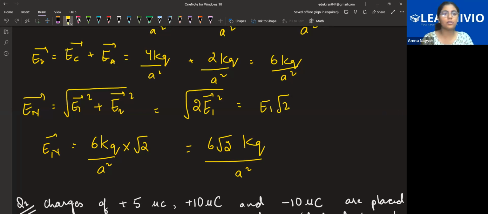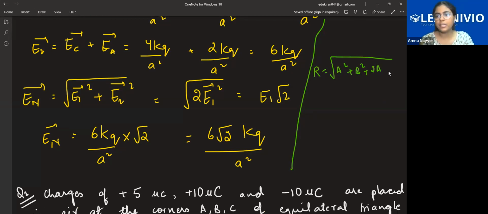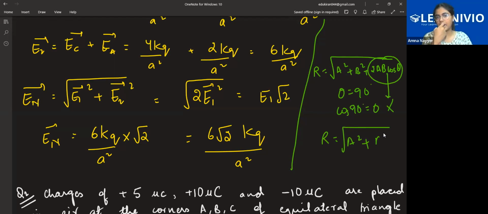See, how do we solve perpendicular vectors? Why have we just used this? The reason is that the resultant is under root a square plus b square plus 2ab cos theta. If theta is 90 degrees, cos 90 degrees becomes 0, meaning this term becomes 0. So we are only left with under root a square plus b square whenever we are calculating the resultant.